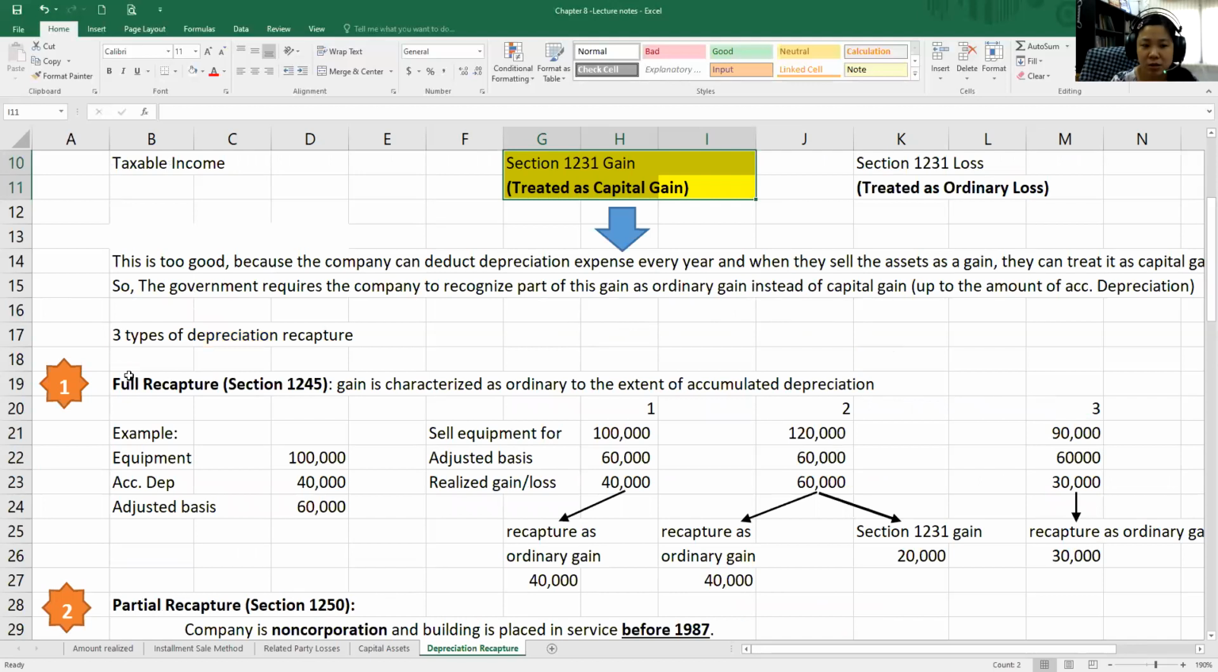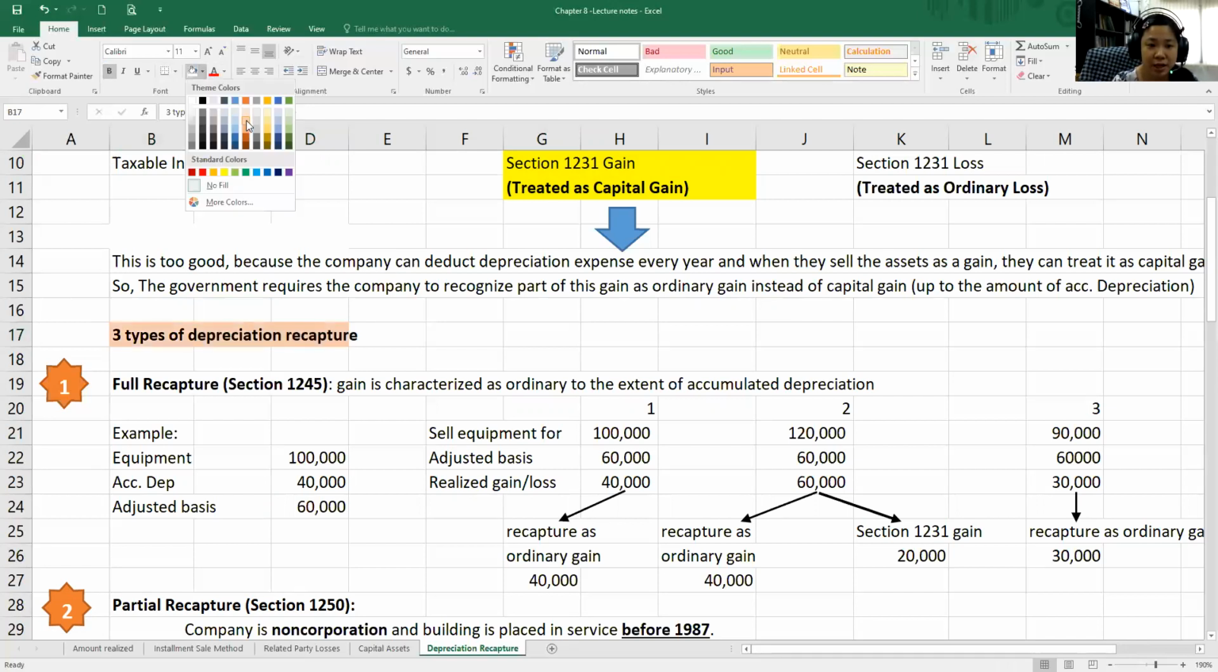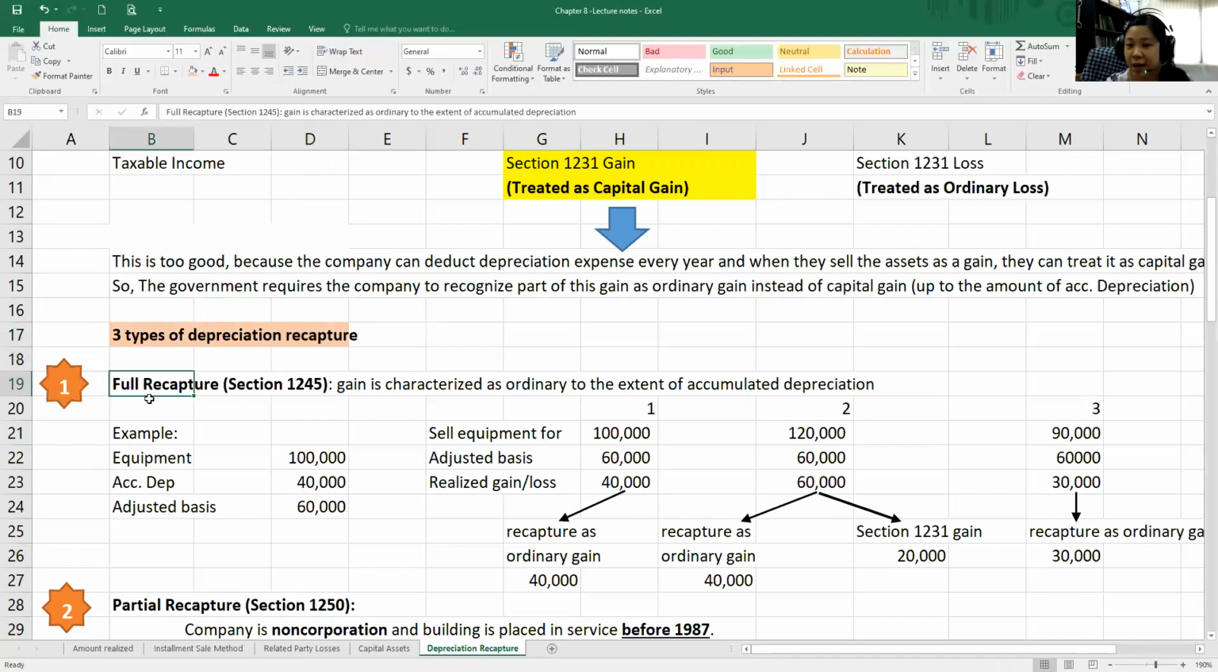Yeah, so there are three types of depreciation recapture. Today we're going to look at the first one, which is full recapture, or we say Section 1245. So in full recapture, it says gain is recognized as ordinary up to the amount of accumulated depreciation.